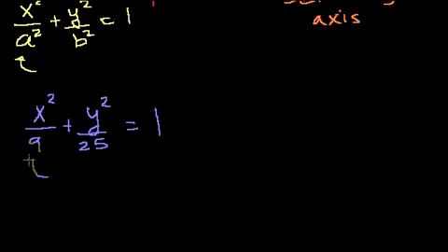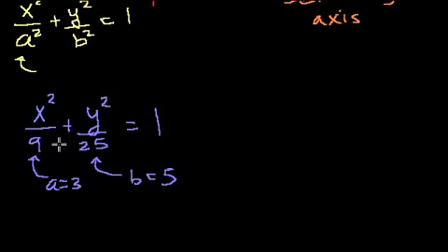Well, this is your radius in the x direction squared. So if we just map it, we would say that a is equal to 3, because this is a squared. And if we map this as b squared, then this tells us that b is equal to 5. So if we wanted to graph this, and once again, this is centered at the origin.